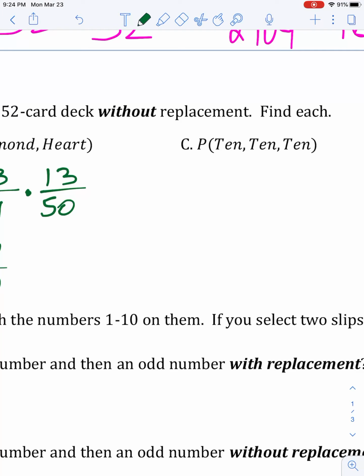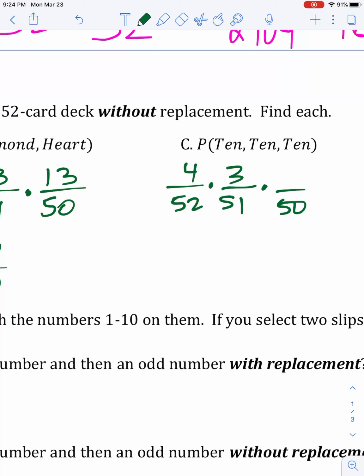So for part C, if I have the probability of a 10 and then a 10 and then a 10, there are 4 10s out of all 52 cards. But if I pick a first card that is 10, what's the probability of getting another 10? Well, there's only 3 left now out of 51 cards remaining. Now, what's the probability of a third 10?